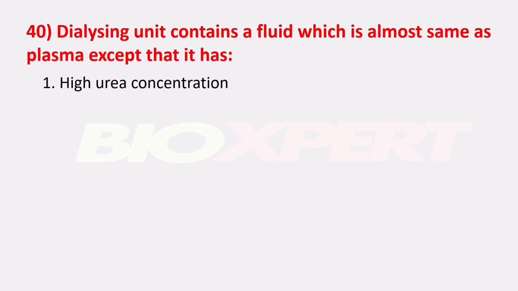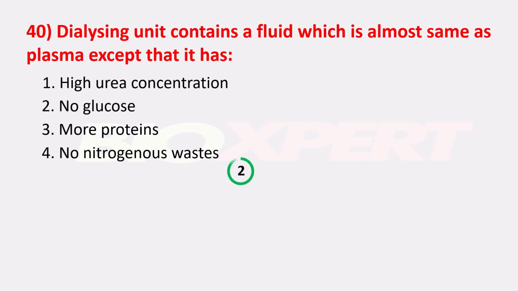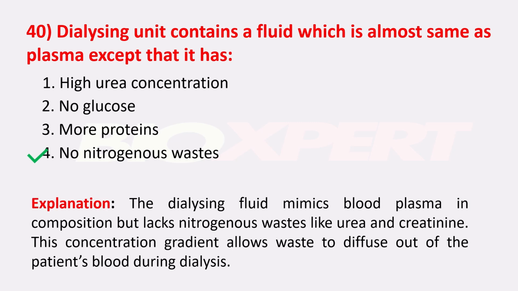Dialyzing unit contains a fluid which is almost same as plasma except that it has no nitrogenous wastes. The dialyzing fluid mimics blood plasma in composition but lacks nitrogenous wastes like urea and creatinine. This concentration gradient allows waste to diffuse out of the patient's blood during dialysis.